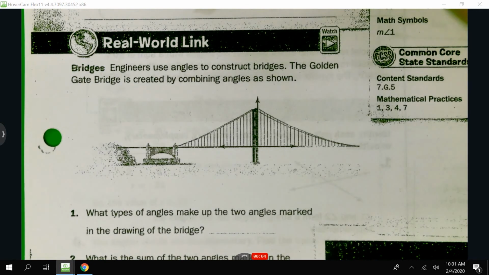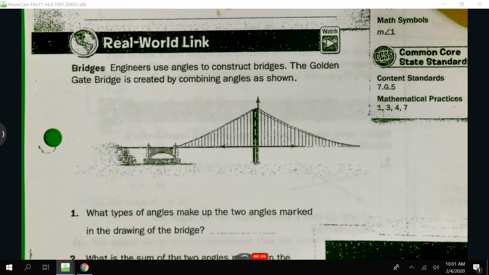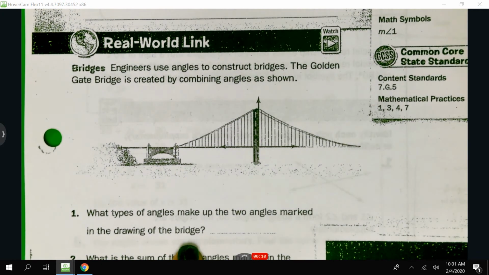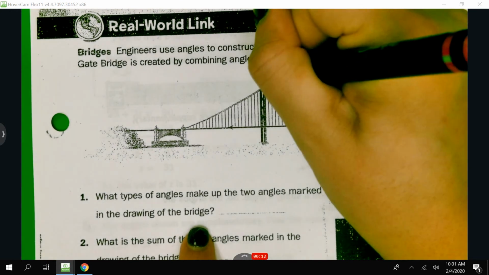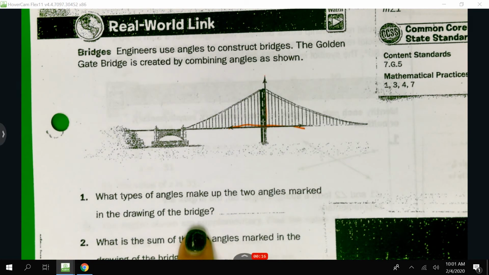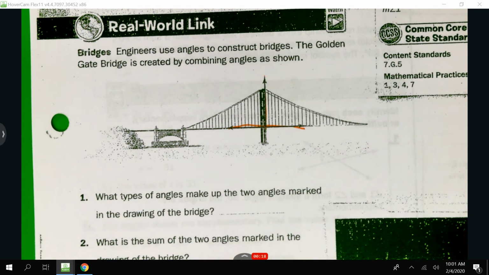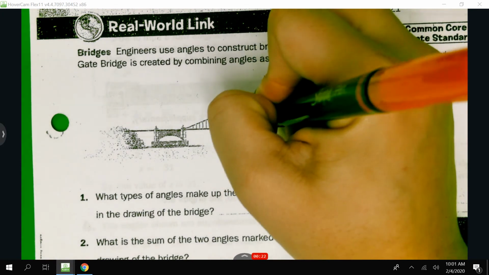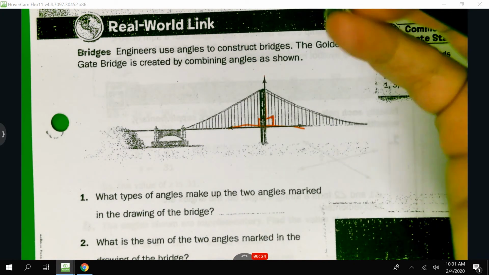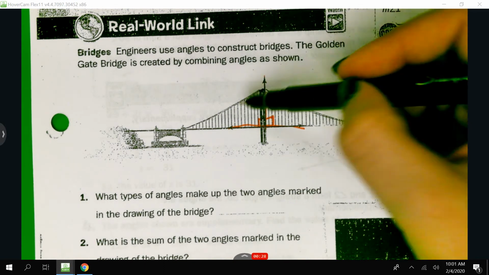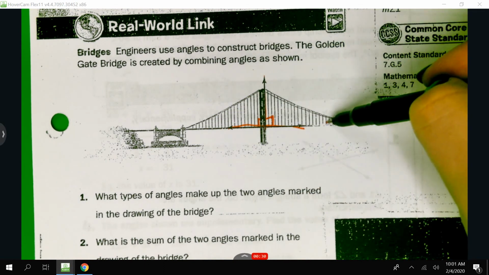Alright, so looking at this bridge right here, what type of angles make up the two angles marked in the drawing of the bridge? So it's talking about these two angles right here. Oh, straight. So if you put both of these together, we know that those are two right angles, right? Yep. So together, the two right angles make a, what'd you say, Wyatt? A straight angle. They're making a straight angle right here.